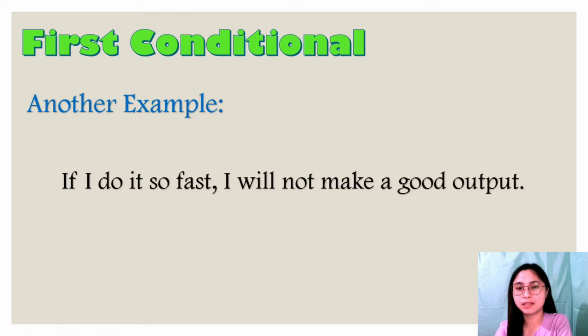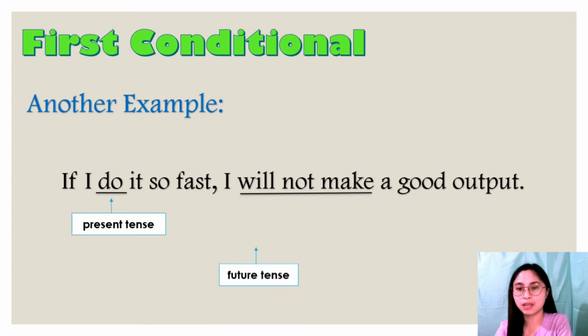We have here another example. If I do it so fast, I will not make a good output. The condition, if I do it so fast, uses present tense and the consequence, I will not make a good output, is using future tense.